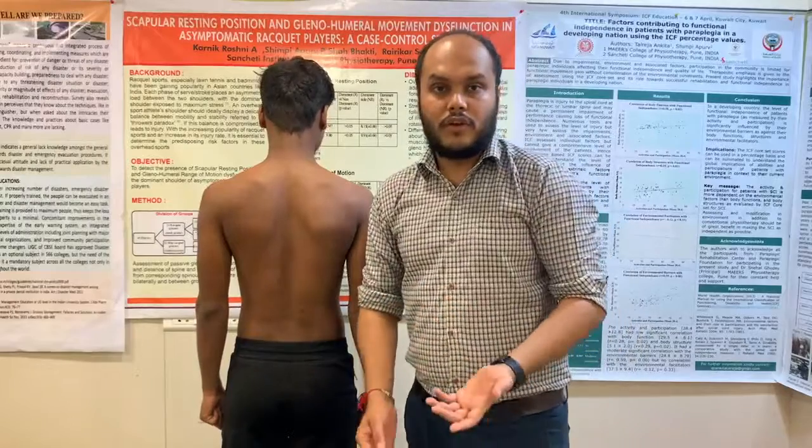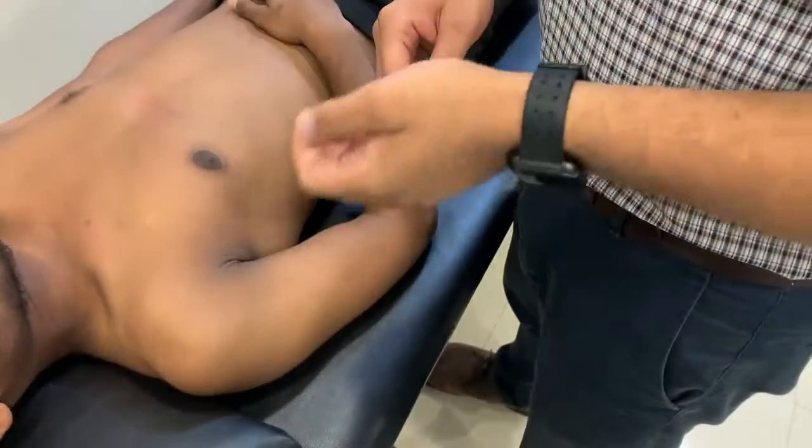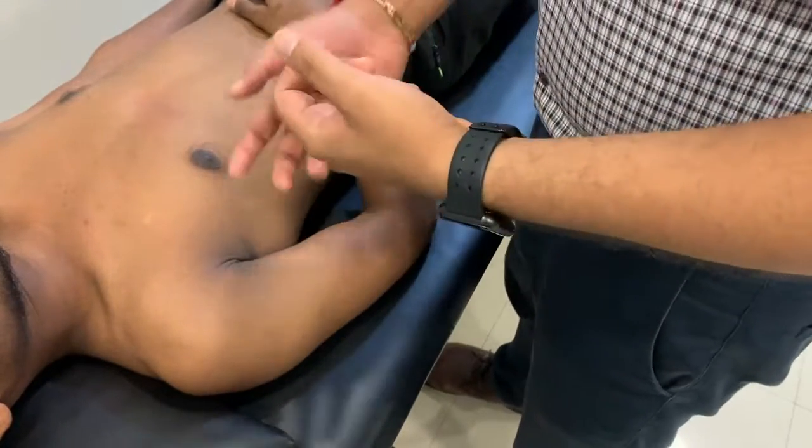So that's your winging and posterior observations. So moving ahead with the palpations part of it. So what do I palpate generally?